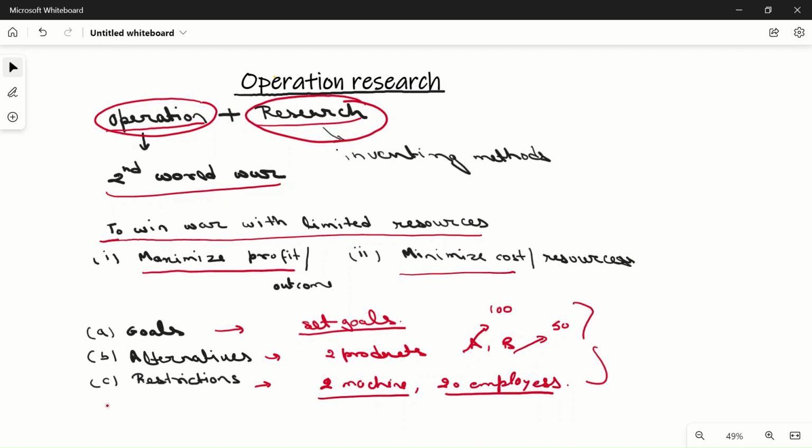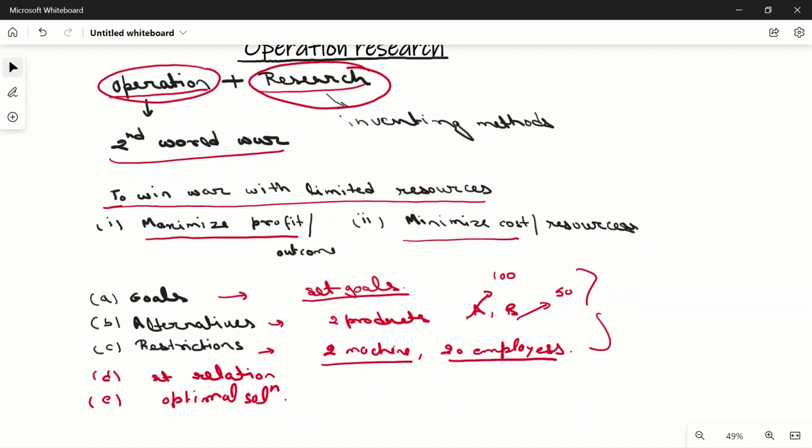And what do you have to do next? You have to set or define a relationship between these things, and then you have to find the optimal solution. And after finding the optimal solution, you have to apply those solutions in the problem, so that you can do your maximization of profit or cost cutting.